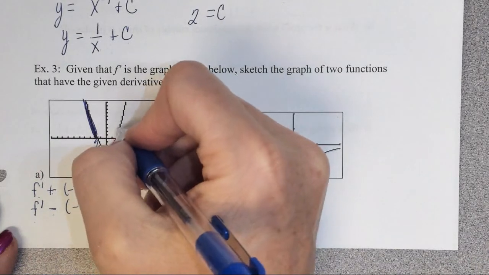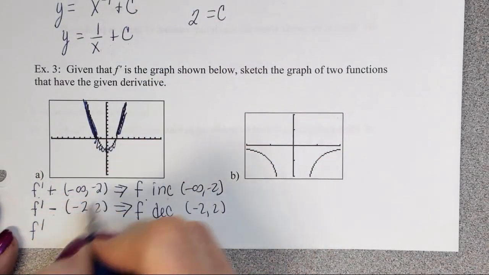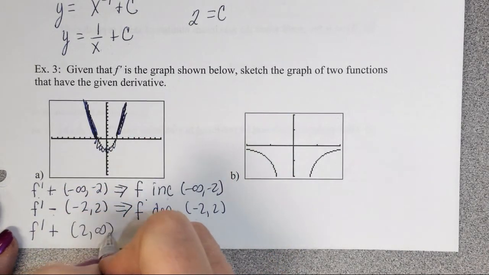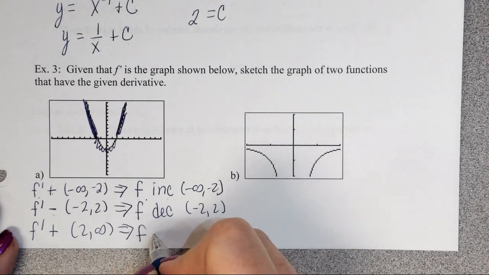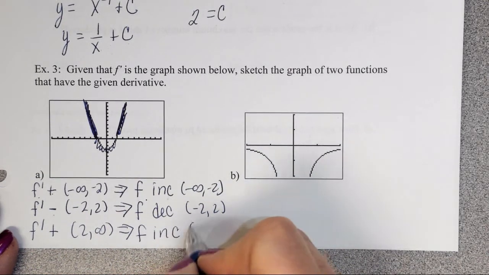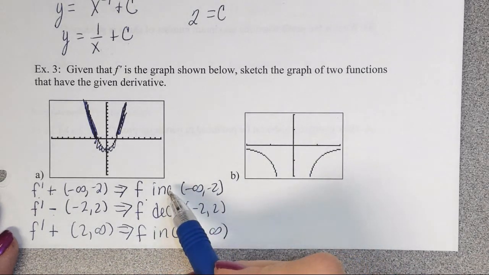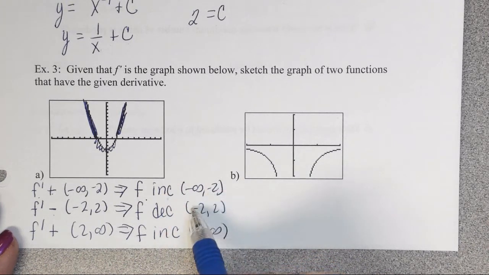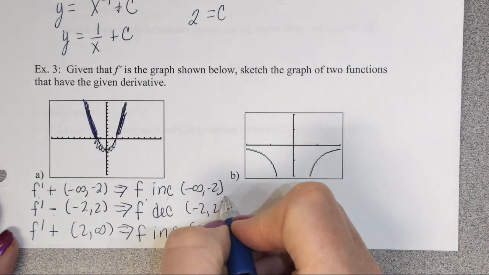Then I can see, finally, right here again, what's true of those f prime values? All of those are positive from 2 to infinity. So therefore, f must be what again? Increasing. Then you have to see if that makes sense. Would it make sense for our function to go increase, decrease, increase? Yeah.